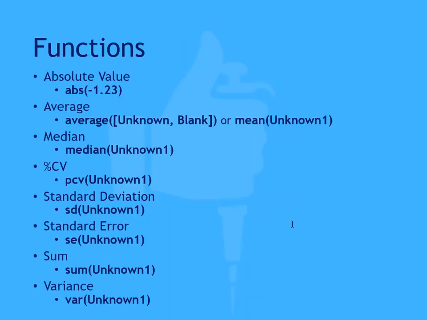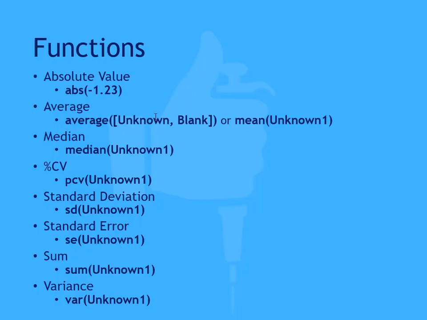There is a comprehensive list of functions available by clicking Help or opening the User's Guide, but I'll go over some of the more common ones here. ABS will return the absolute value of the operand in parentheses. The average or mean will take the average of the operands in parentheses. In order to reference more than one operand, as we have in this example, use brackets around the multiple operands.